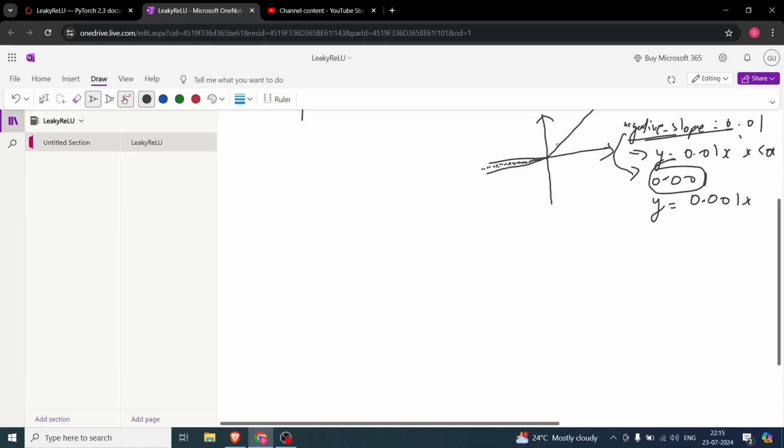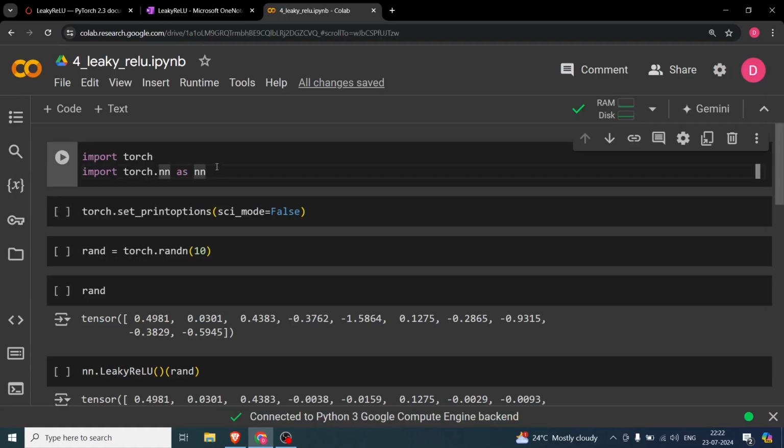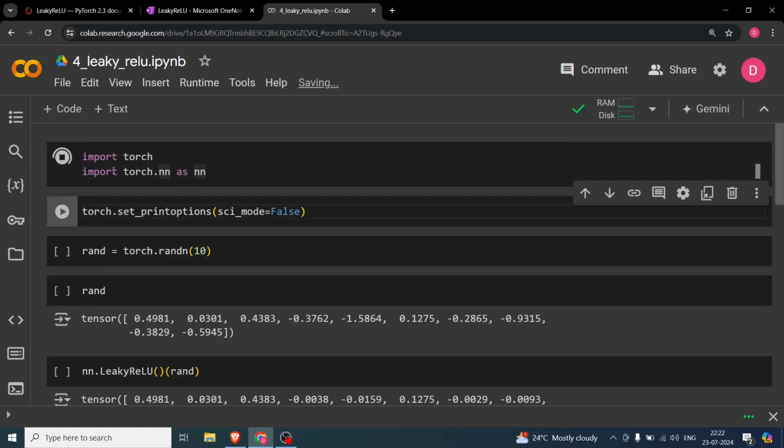Okay, so we'll start by first importing torch and torch.nn as nn, which is the basic import.